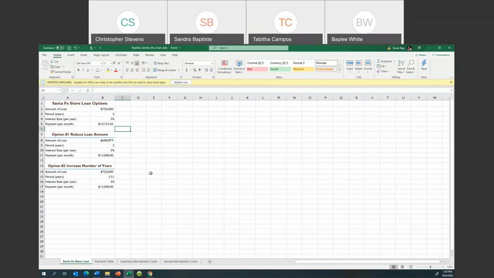We could go further if we wanted. We could change the interest rate. We're probably not going to, but we could see what the interest rate would have to be in order for their payments to be what they want. We don't have to do that for this assignment, but that's something for you to think about. You could even test it on your own.